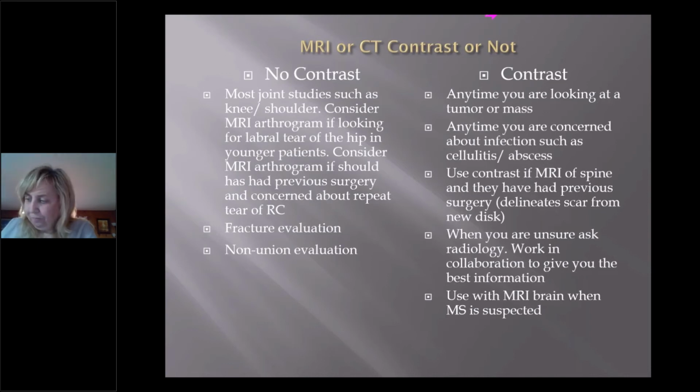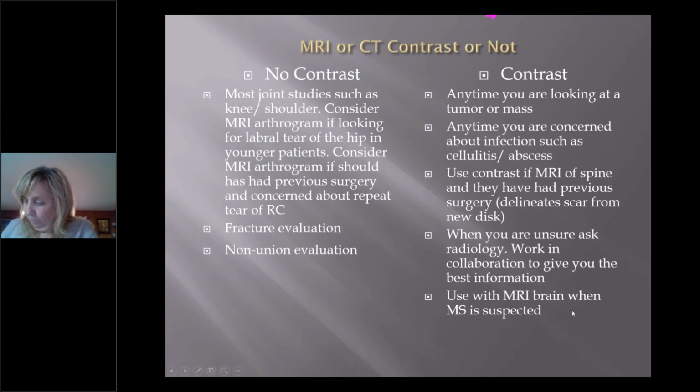If their old surgery was on the left and their pain is now on the right, I don't care as much. That I can do without. But if their pain's on the left, they had surgery on the left, now they've got new pain on the left, you have to have contrast to figure out whether or not this is old, new, or what's going on. So just one of those thoughts to keep in your head if you're going to image somebody, especially from a lumbar spine, cervical spine, thoracic spine. Again, when in doubt, ask radiology. Hey, this is what I'm worried about. This is their history. Can I use contrast, or does contrast even help you?